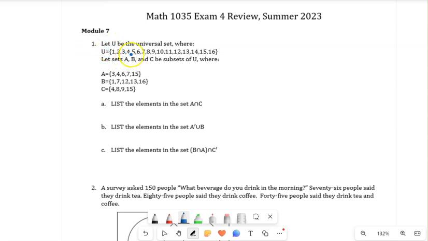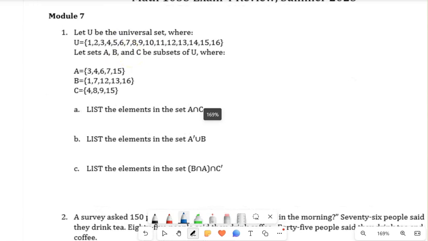So here we have problem number 1. Let U be the universal set. So U consists of the numbers 1, looks like there's nothing missing, all the way up to 16. So that consists of all the numbers for this problem. A, B, and C are subsets of U, and so you'll notice that everything in A, B, or C are also somewhere in the set U. Therefore, A, B, and C are all subsets.